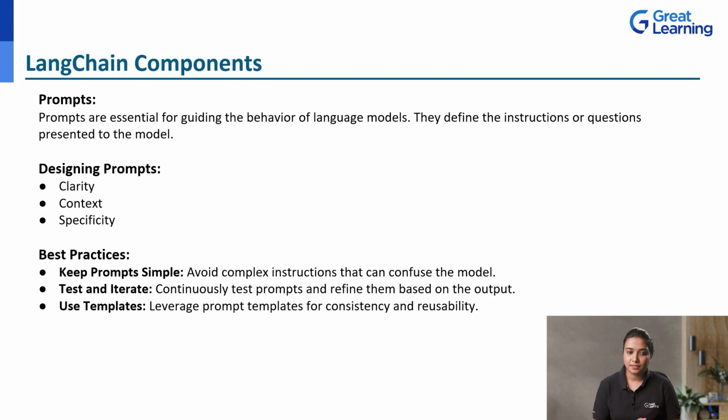So test and iterate. You try to continuously test the prompts, refine them based on the output you receive. Try to give training to the model. Use templates. If you already have templates, you get proper consistency and reusability. If you have a prompt ready and it is used by multiple other people, it's easy if you have a template. If your work is monotonous, you can just use a template for the prompting as well. So prompts will help LangChain or any language model to train well.